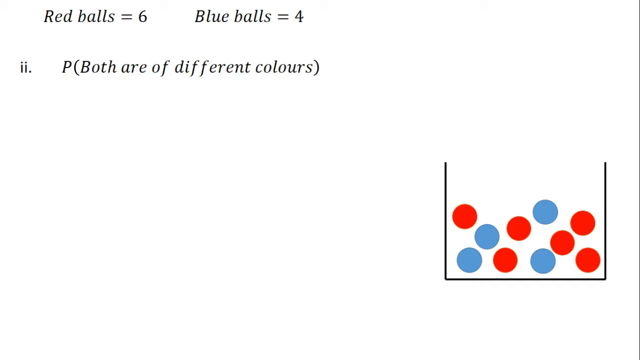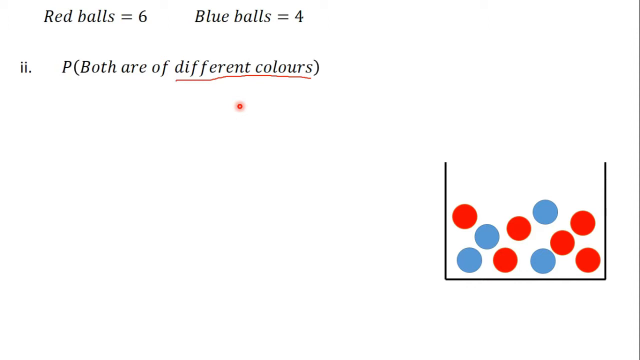So in this bag, we have 6 red balls and 4 blue balls, and a total of 10 balls. We are selecting 2 balls at random, one after the other with replacement. And we are finding the probability that both balls are of different colors. We can see clearly from the diagram here that in the bag we have red balls and blue balls. So if we are selecting 2 balls and both balls are of different colors, it means that one ball is red and the other ball is blue.